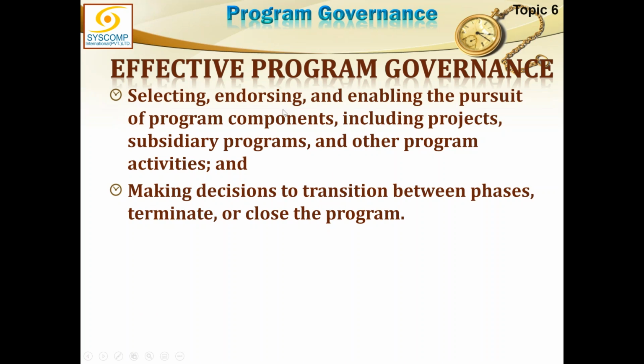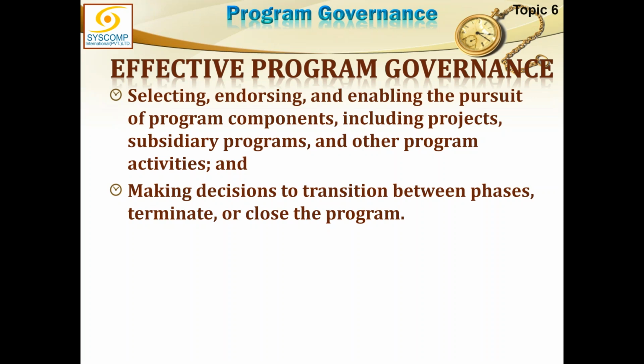Selecting and endorsing and enabling the pursuit of program components. Now, as far as the program components are concerned, program will provide them the component governance structure. But overall, how all these components are to be selected, how they have to be endorsed, how they have to be enabled, this is actually a program governance structure.